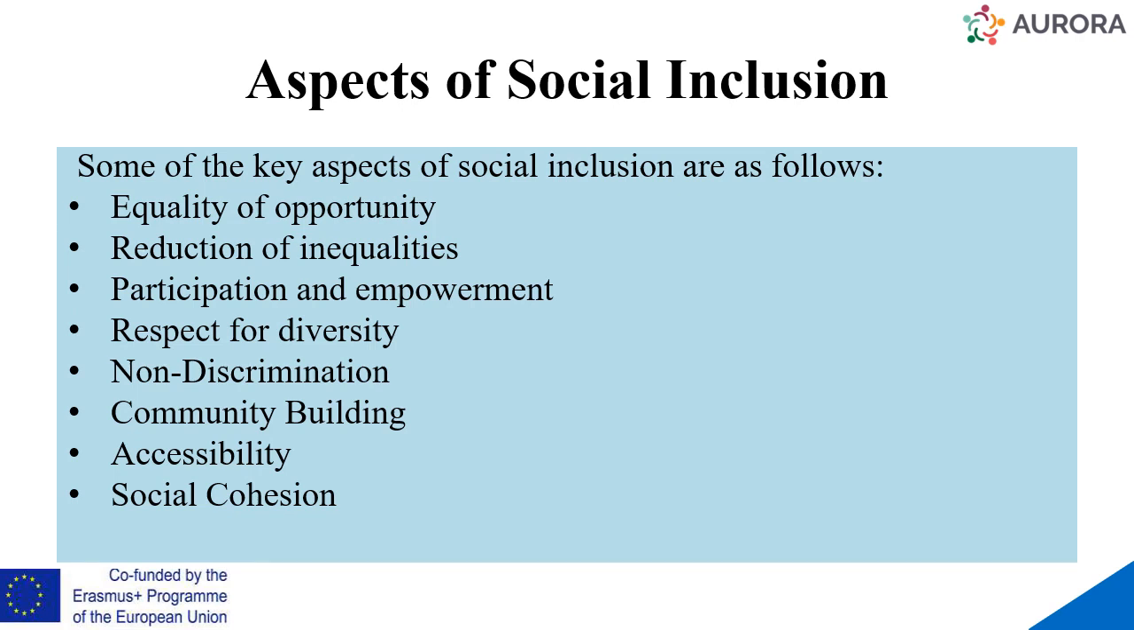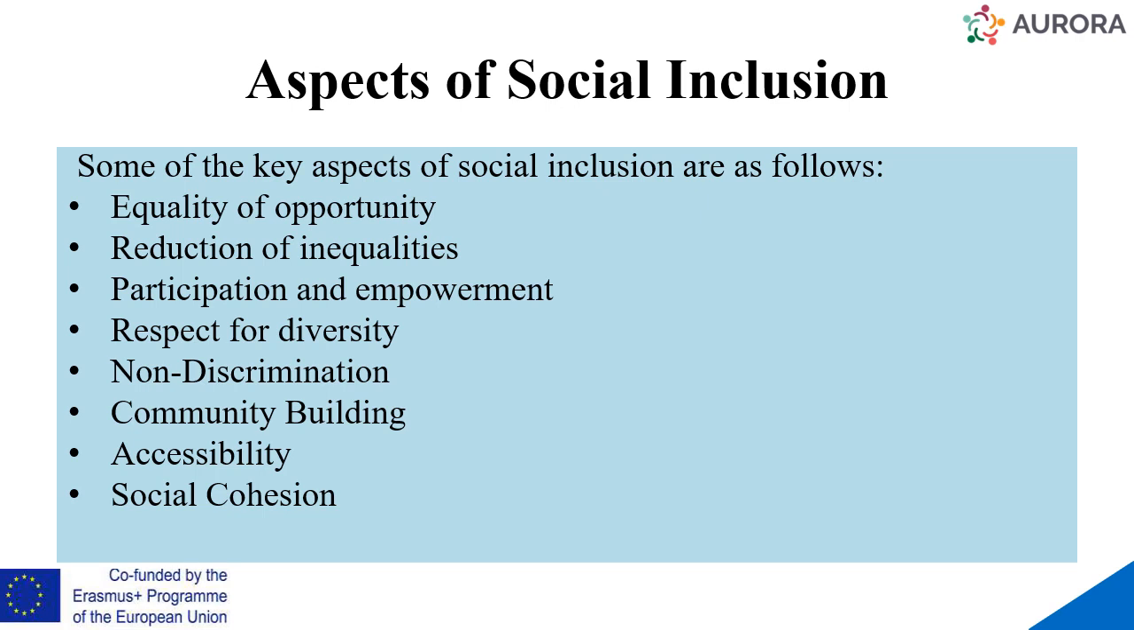Now, some aspects of social inclusion. After I discuss aspects, I will focus on the approaches of social inclusion. Let's see some aspects. What are the aspects of social inclusion? Some of the key aspects of social inclusion are equality of opportunity, distribution of fair rights or opportunities, equality of opportunity on an equal basis, accessible opportunities, doable opportunities.